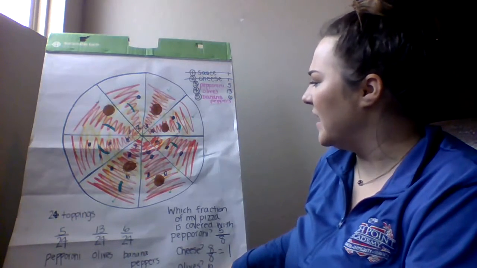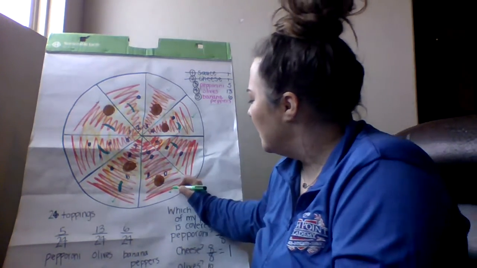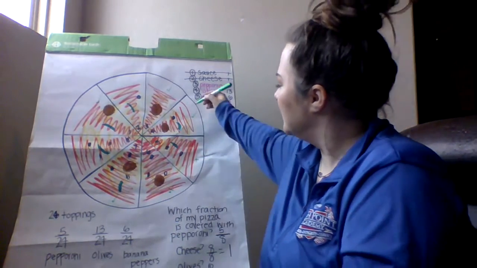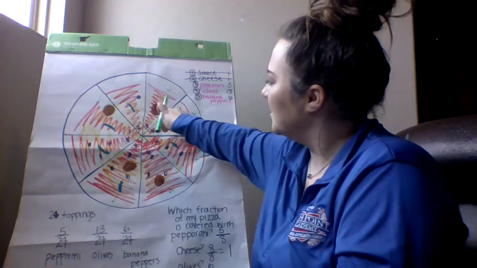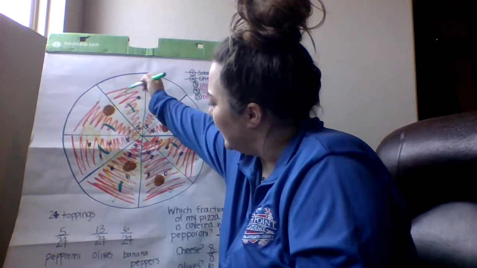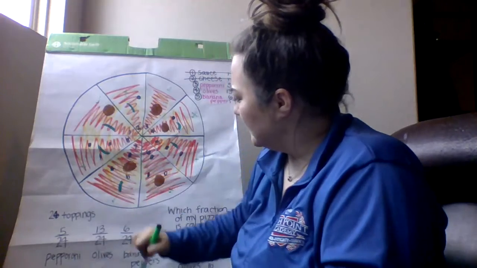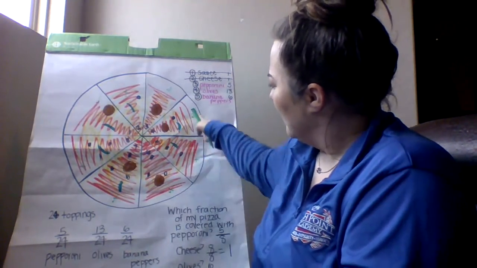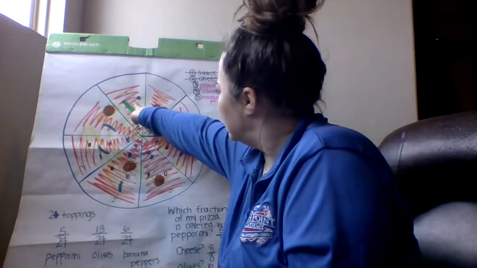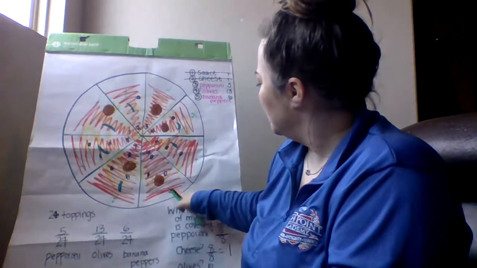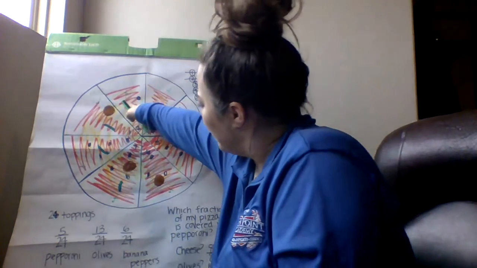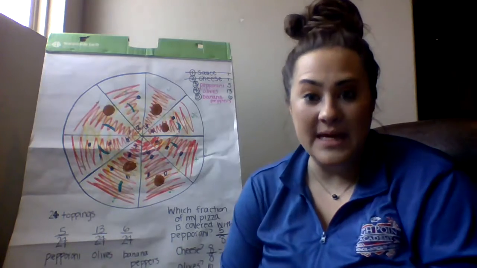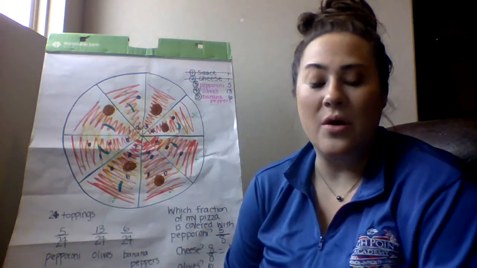I also threw in there olives. This piece also has olives. This piece has olives. This slice has olives. Nope. Olives. Yes. No. Yes. And yes. So that is 1, 2, 3, 4, 5. Oh, let me count my X's. 1, 2, 3, 4, 5, 6. So 6/8 of my pizza is covered with olives.